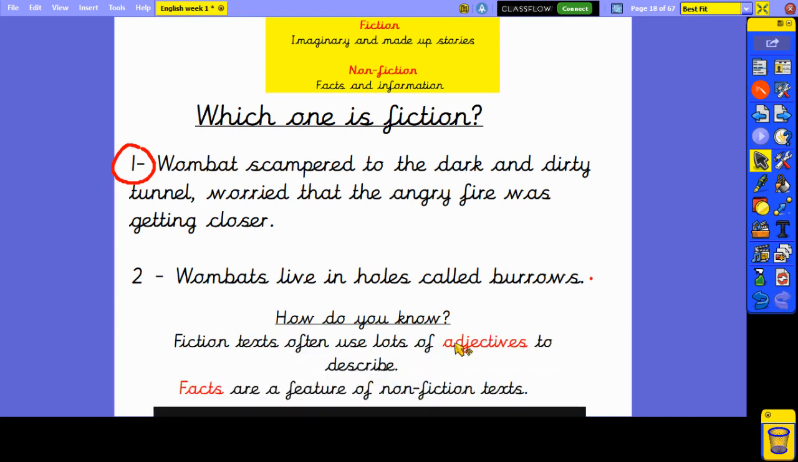Fiction texts often use lots of adjectives to describe, but non-fiction texts just tell us the facts. Wombats do live in holes called burrows. So if there's a sentence with lots of description, it's often a fiction text.